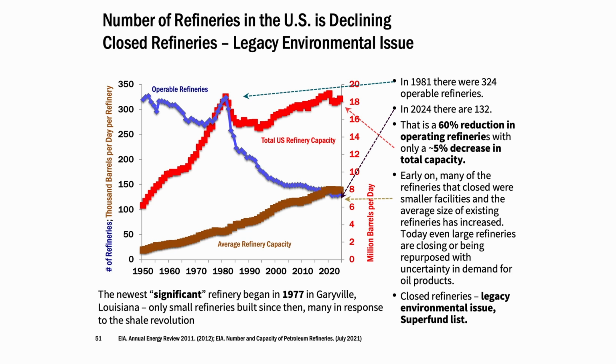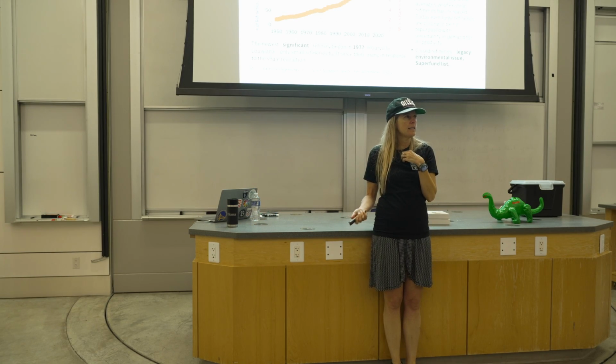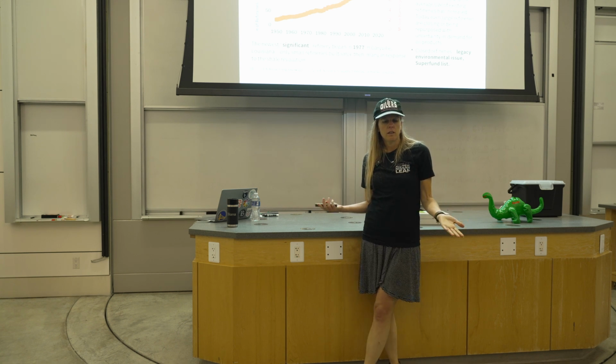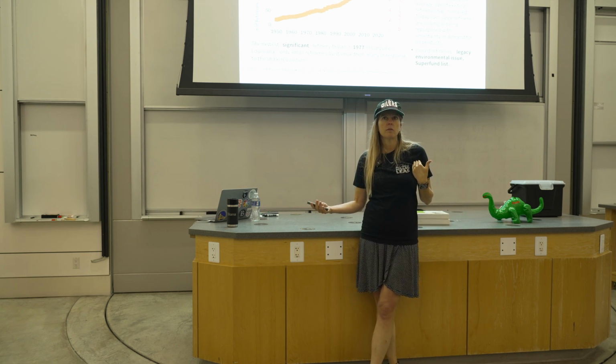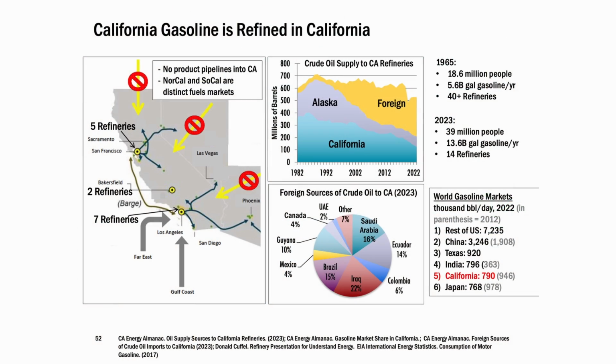And so what's the impact of this? I mentioned closed refineries are often a legacy issue. Often the company that ran that refinery no longer exists, and it becomes the impact of state, local, federal government in order to clean up those refinery sites. We've talked some about this, so we'll just look at a picture bringing it down to California and our 14 refineries. We almost have 2 distinct markets, Northern California and Southern California. We refine our own fuels for those markets.